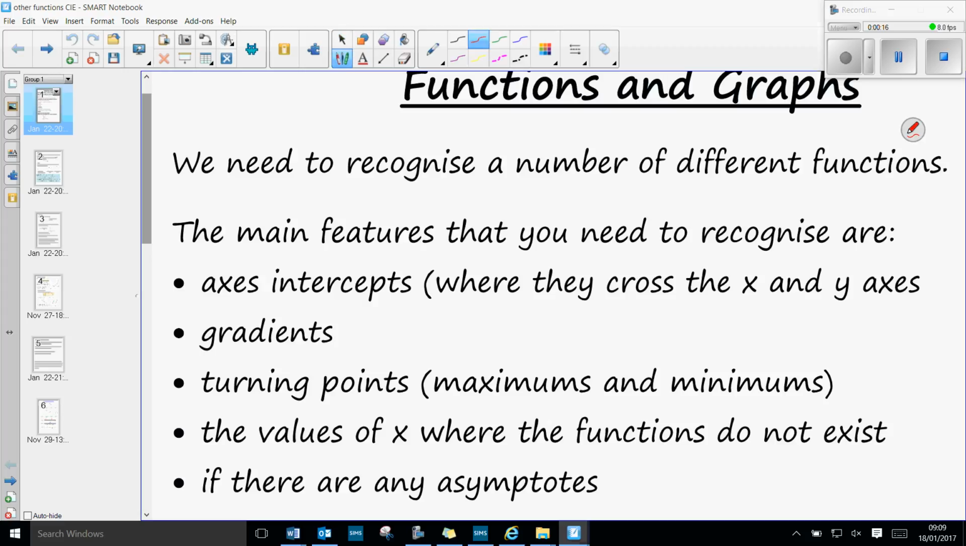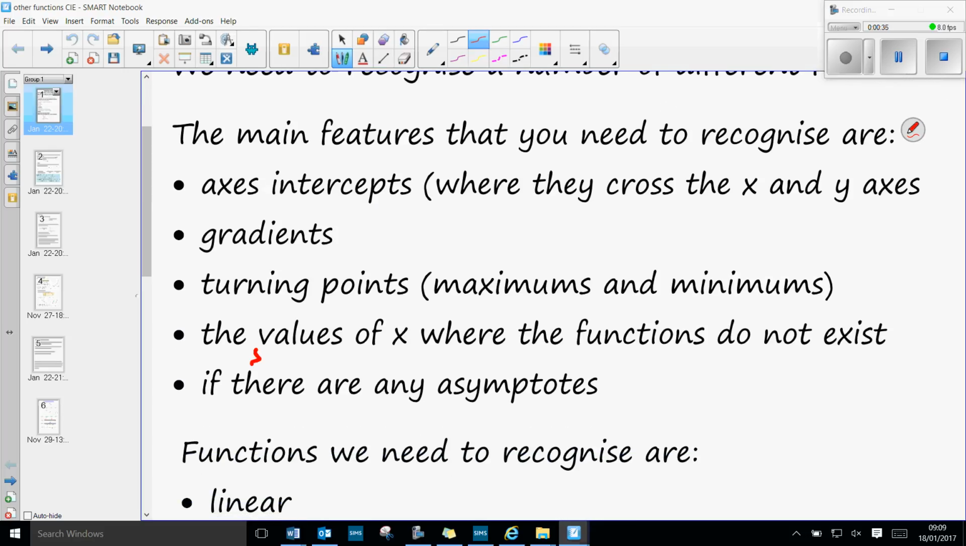Axes intercepts: where does it cross the x and the y-axis? Gradients: if there are any specific gradients, you need to recognize those. Turning points, maximums and minimums, we've discussed those at length. The values of x where the functions do not exist, in other words, are there any asymptotes? So these two points are joined together.